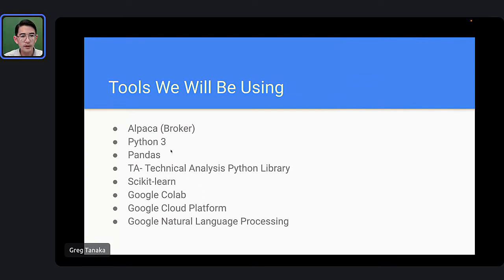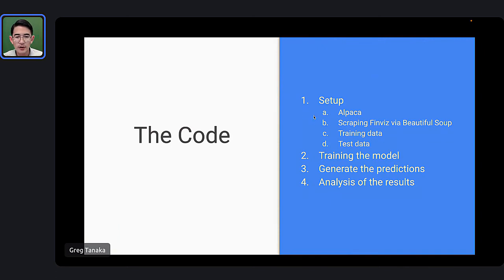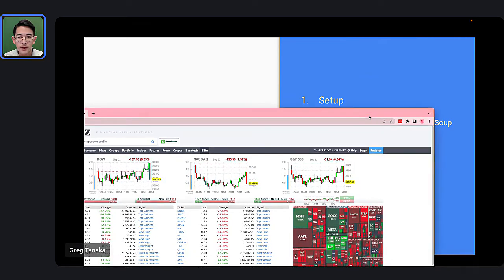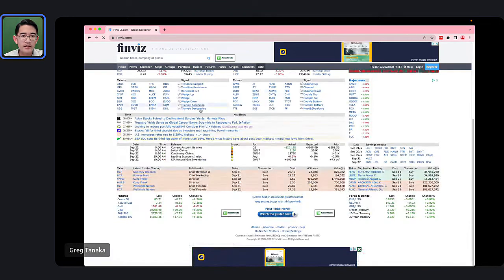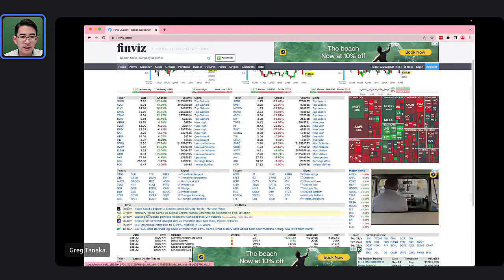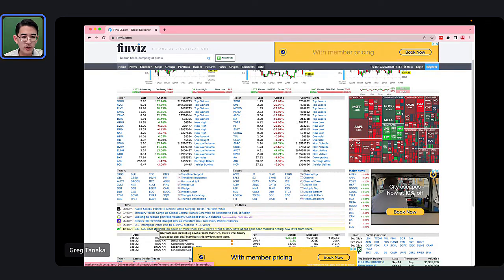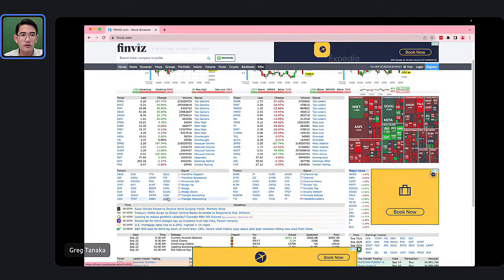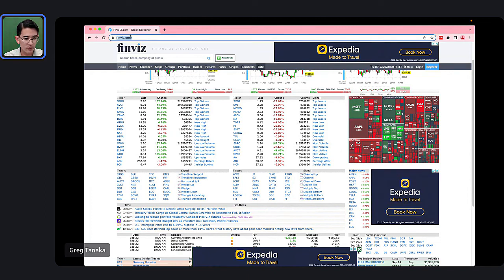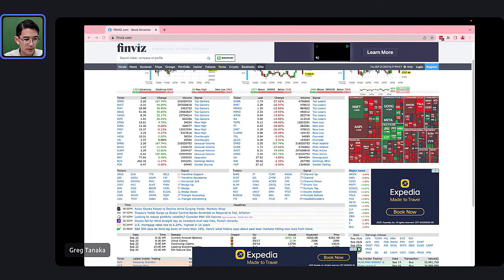Okay, so let me show you the setup here. We're going to be using Alpaca for the API and for the trading. And then we're going to be scraping a website called FinViz. So let me show you that website. So this is FinViz, and it's a really great financial website. It has a ton of information, but what it also has is, for different stocks, stories on them, like stocks falling or whatever. This is also a really good website. I'll give you guys a link to it as well.